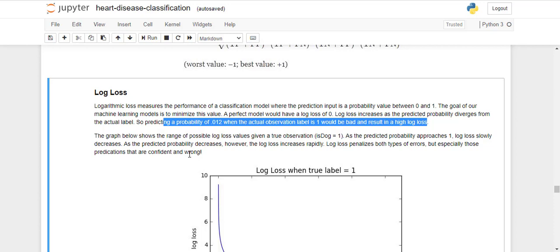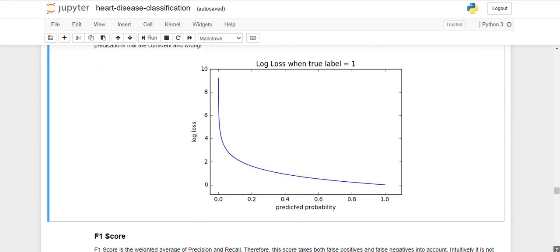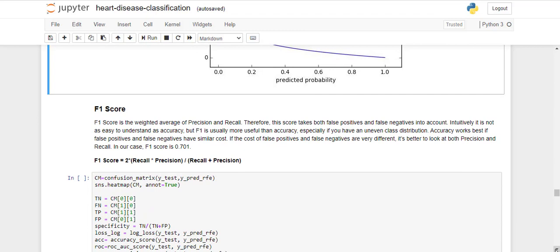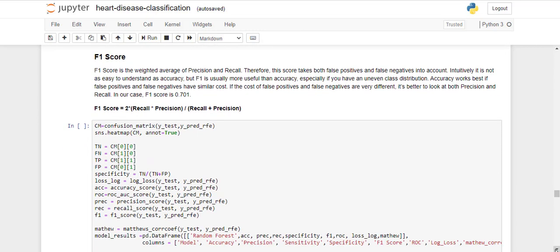Whenever, for example, you have a label 0 and your model is giving a probability of 0.5 or something like that, then also your log loss will increase. Your log loss will be very low when your actual label is 0 and your probability is also around 0.12, 0.2, like that. So that's why it is a very good performance measure for evaluating your machine learning model. And F1 score, we already know that it is the harmonic mean of recall and precision.